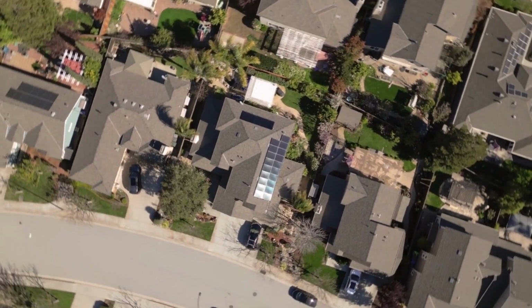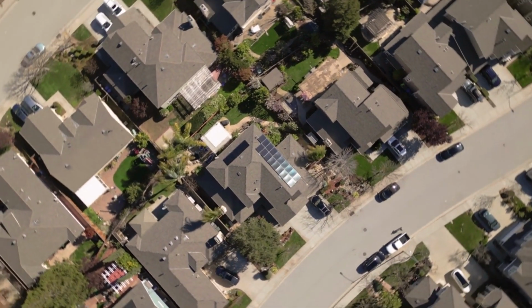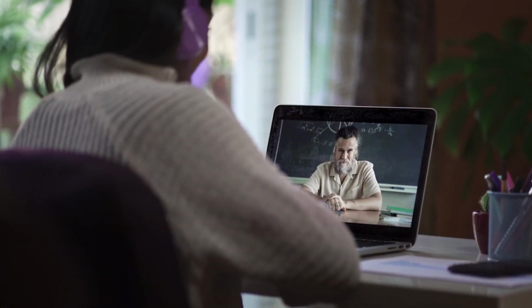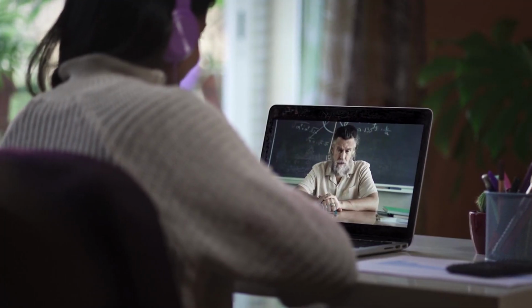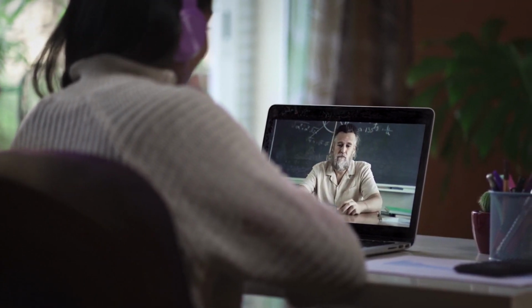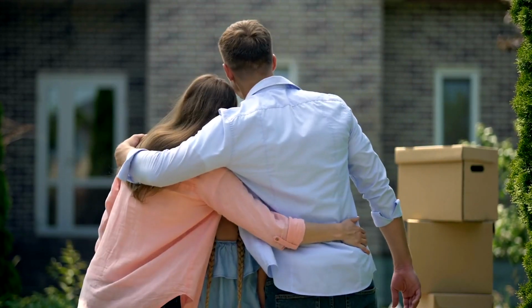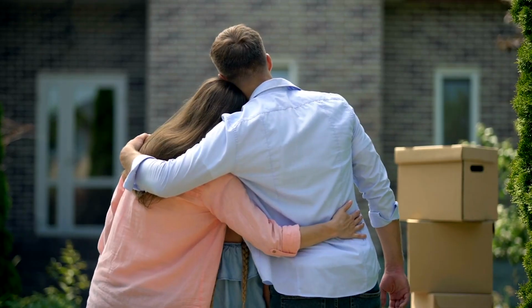Rates vary by state, city, and even neighborhood, so it's important to understand the system. This video will explain how property taxes work, how to estimate what you'll pay, and how you might reduce your bill. Whether you're a first-time buyer or long-time owner, this guide will help you stay informed and prepared.